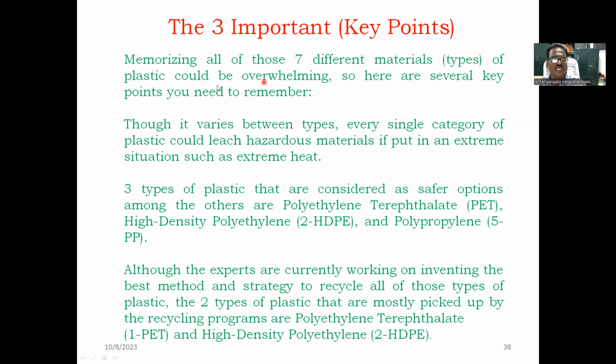The three important key points: memorizing all of those seven different types of plastics could be overwhelming, so here are several key points you need to remember. Though it varies between types, every single category of plastic could leach hazardous materials if put in an extreme situation such as extreme heat. Three types of plastic that are considered safer options among the others are polyethylene terephthalate (1 PET), high density polyethylene (2 HDPE), and polypropylene (5 PP).